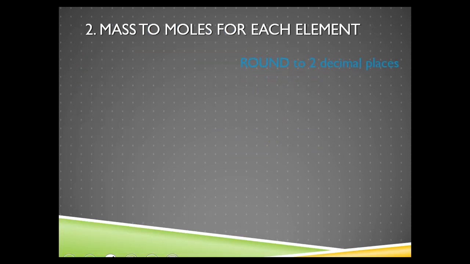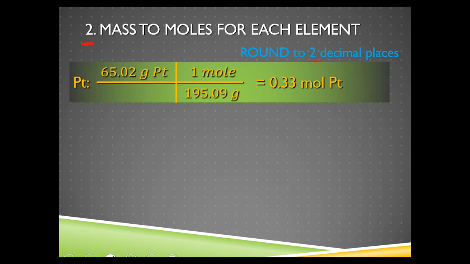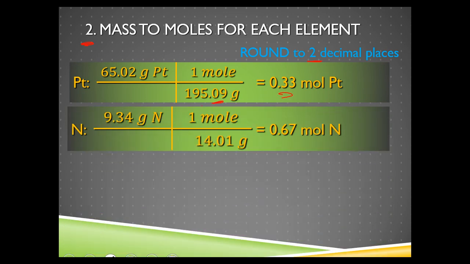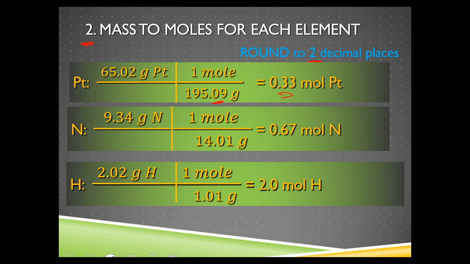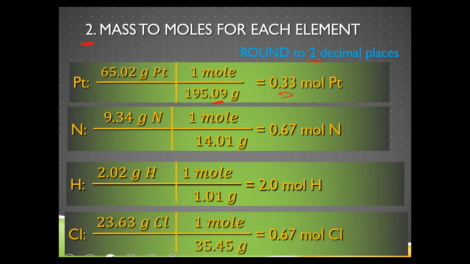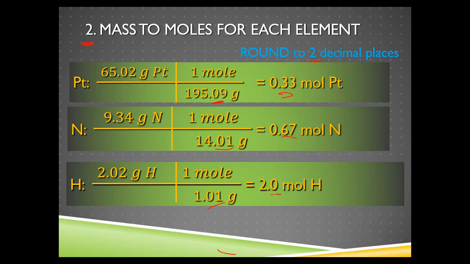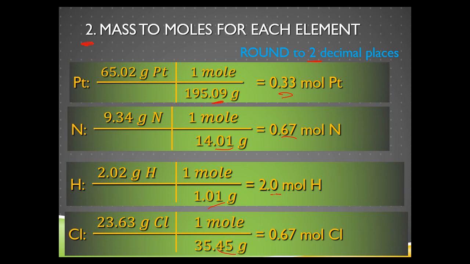Okay, next step is mass to moles, but don't forget for step number 2, round to 2 decimal places. So for platinum, this is the molar mass of platinum. I kept 2 decimal places and I rounded my answer to 2 decimal places. Same thing for nitrogen, same thing for hydrogen, and same thing for chlorine. 2 decimal places, 2 decimal places, 2 decimal places, 2. This one was a 0, so it doesn't matter. And then 2. All right, the next step, step number 3, is divide by the least.